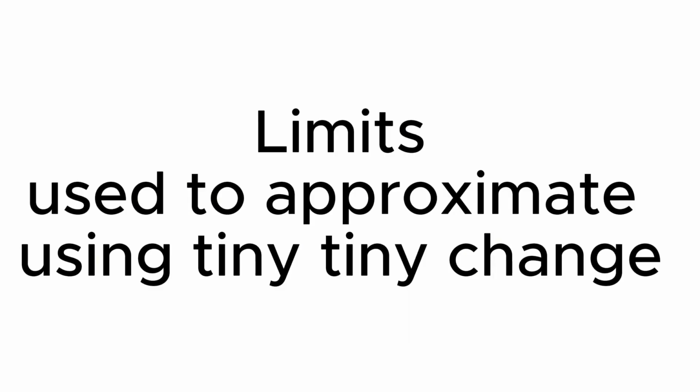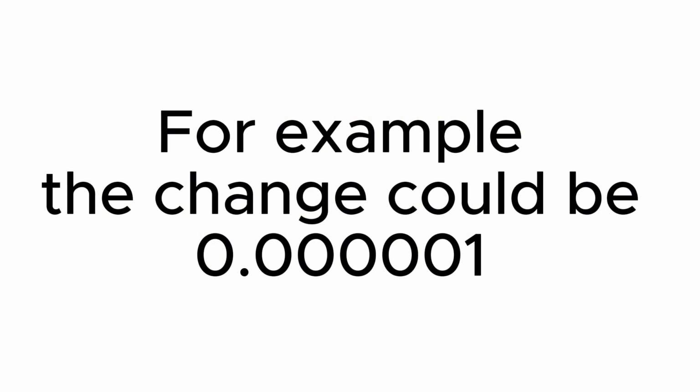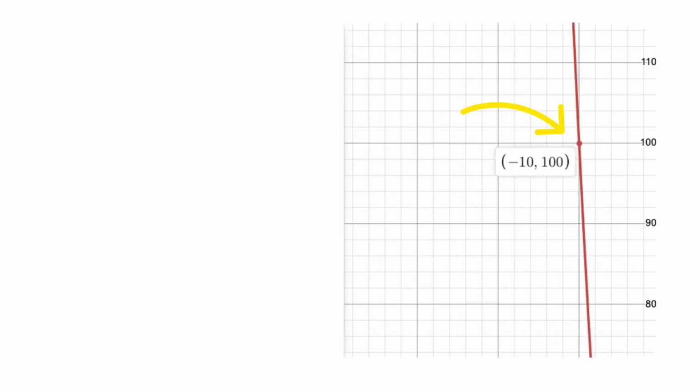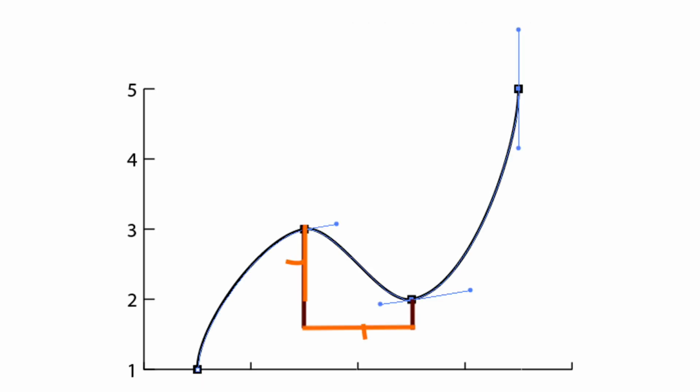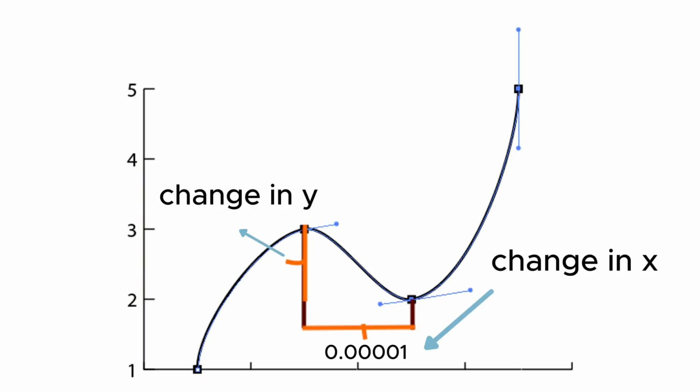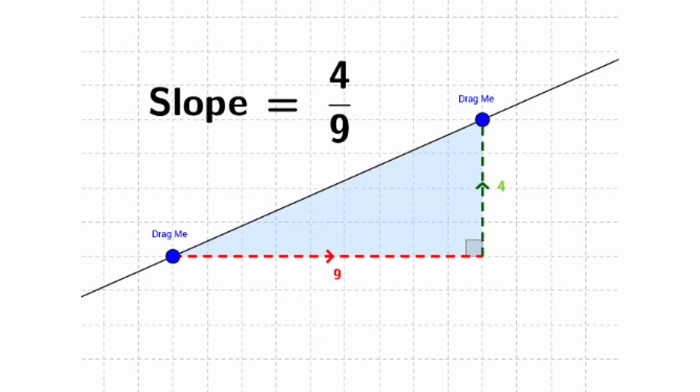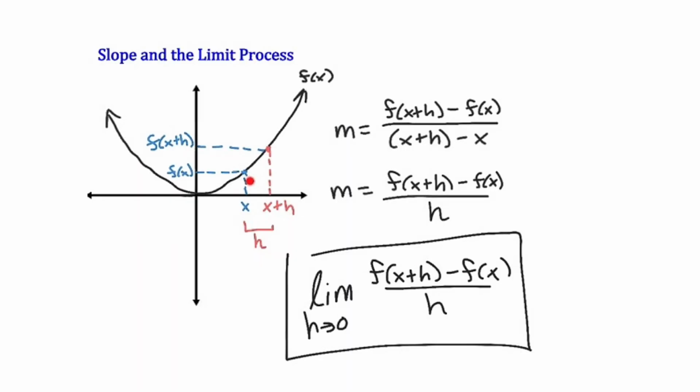Basically, limits are used to approximate where the change is so small and close to zero, but not exactly zero. This is useful for finding the slope at a single point by taking limits where change in x will be close to 0 but not 0, and then seeing what the change in y will be. Slope is equal to change in y, y2 minus y1, divided by change in x, x2 minus x1. For curves, it gets a little tricky, and that's where limit helps us.